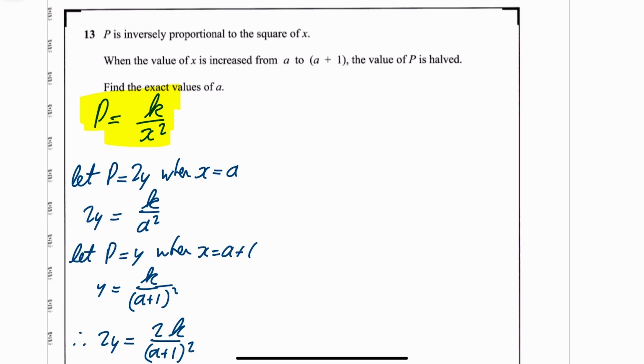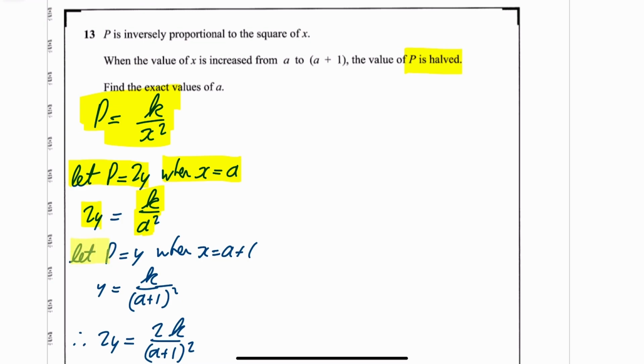P is equal to k over x squared, because P is inversely proportional to the square of x. And then I've said let P equal 2y when x is equal to a. So that means instead of P, write your 2y, and then it's k over a squared. And I've called it 2y because it is halved. So that was a mistake I made in the last one.